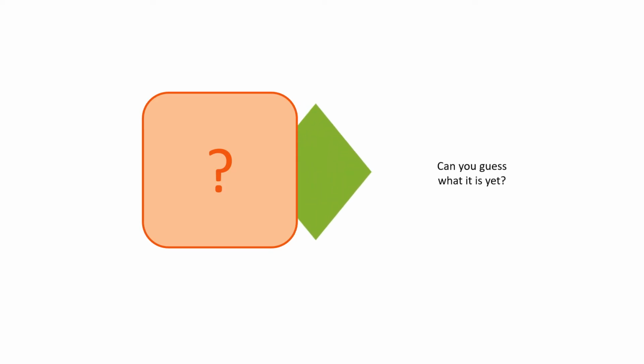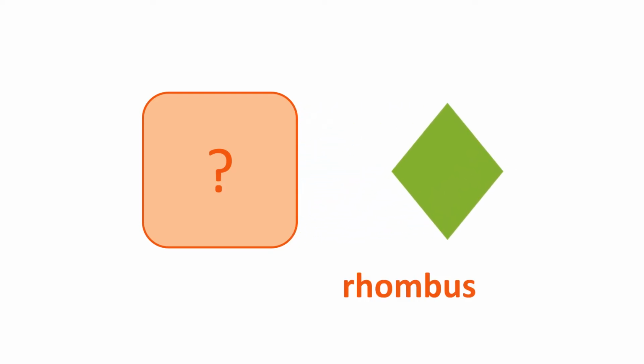Ooh, not a square this time, but very similar properties. What shape do you think this is? This shape is a rhombus. This shape is also a quadrilateral.